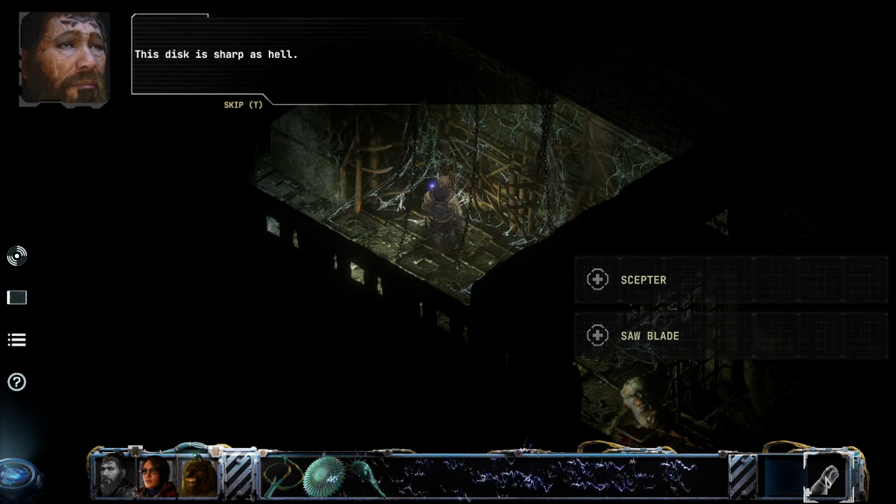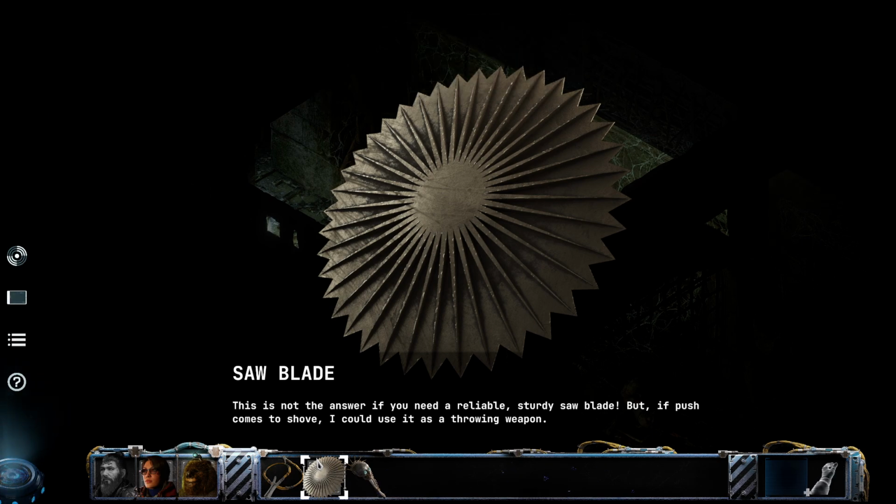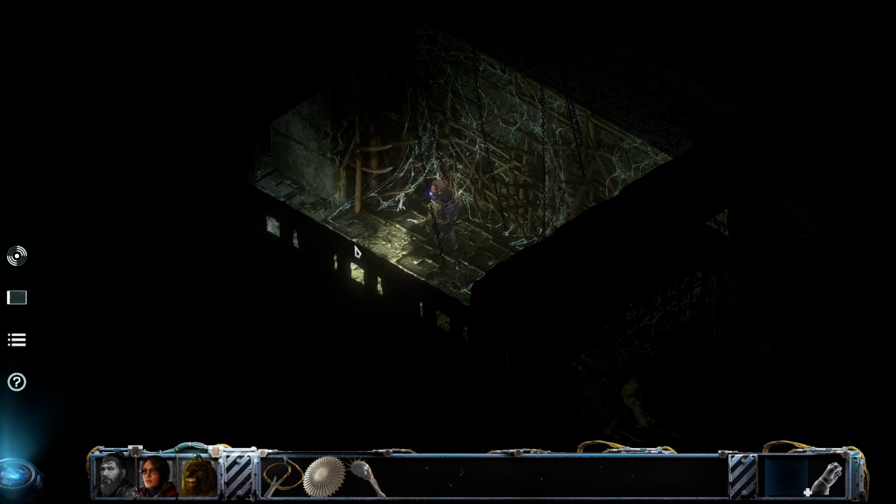This disc is sharp as hell. Use extra caution around sharp objects, Mac. This is not the answer if you need a reliable, sturdy saw blade. But if push comes to shove, I could use it as a throwing weapon. And here we have a totally sick scepter. Amazing.